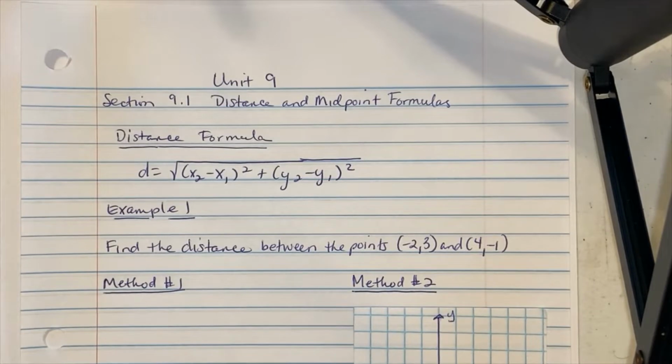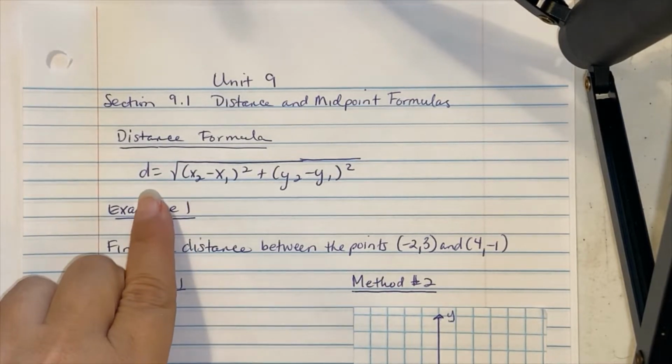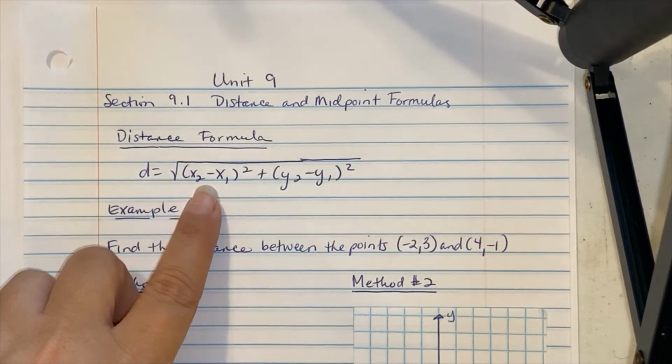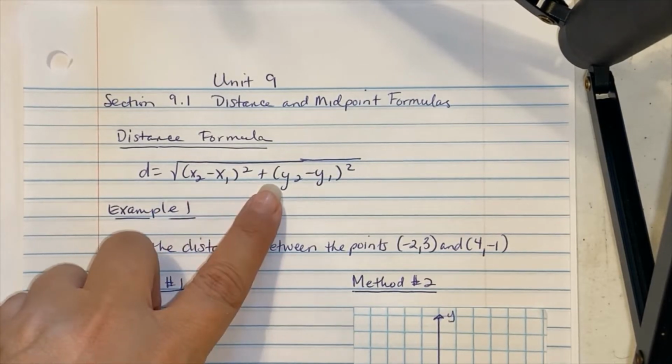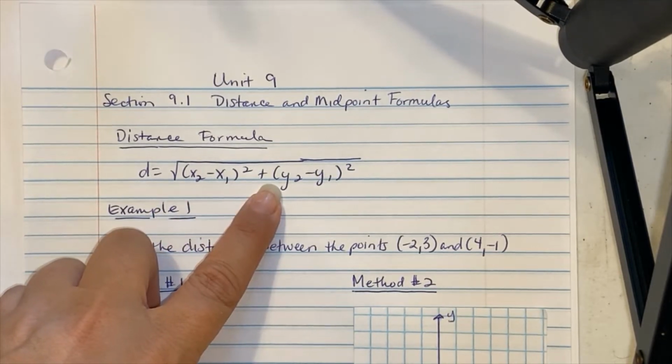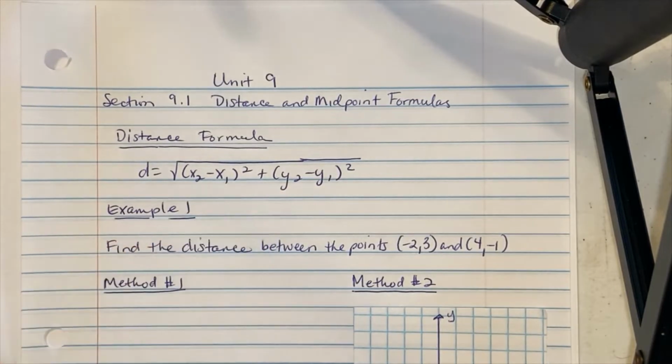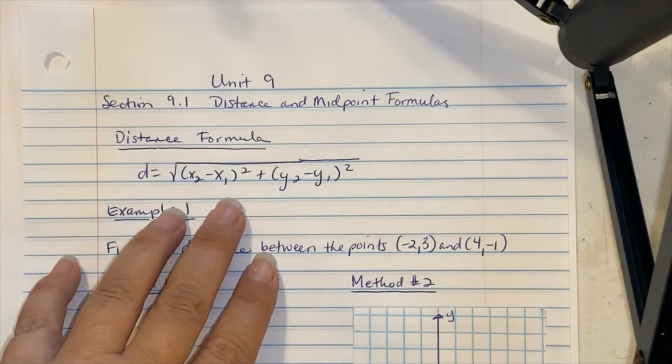This is Unit 9, Section 9.1, Distance and Midpoint Formula. So back in your early algebra days, we did the distance formula and said D is equal to the square root of (x2 minus x1) squared plus (y2 minus y1) squared if you were given two ordered pairs. So we're going to jump in and I'm going to show you two ways of doing this problem. If you want to use the distance formula, or we can use method 2.